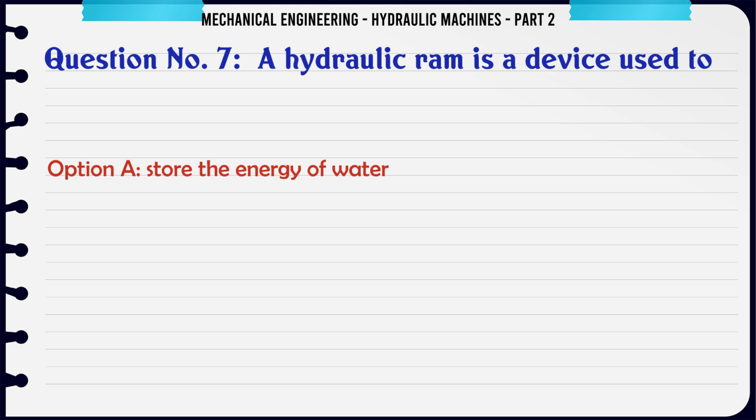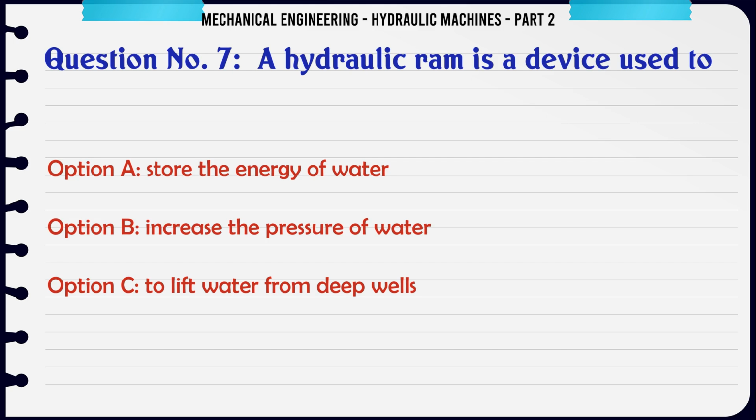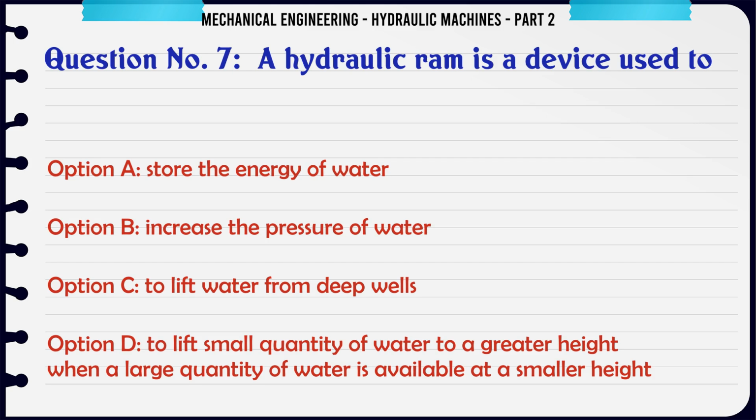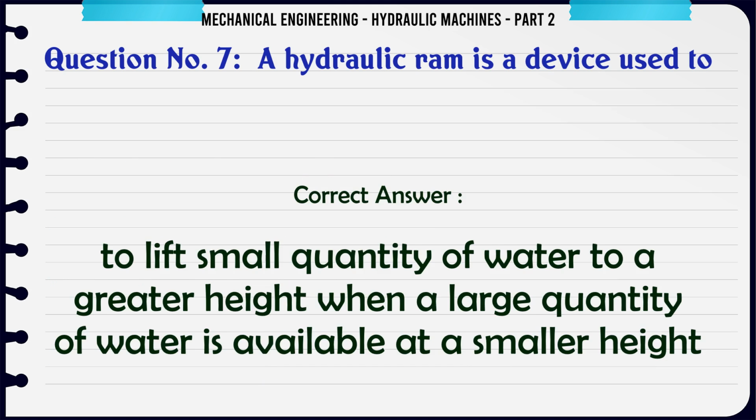A hydraulic ram is a device used to A. store the energy of water, B. increase the pressure of water, C. to lift water from deep wells, D. to lift small quantity of water to a greater height when a large quantity of water is available at a smaller height. The correct answer is to lift small quantity of water to a greater height when a large quantity of water is available at a smaller height.